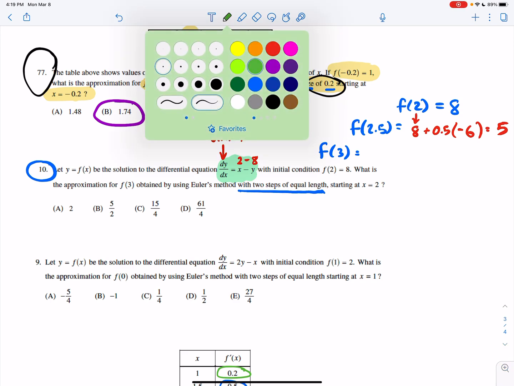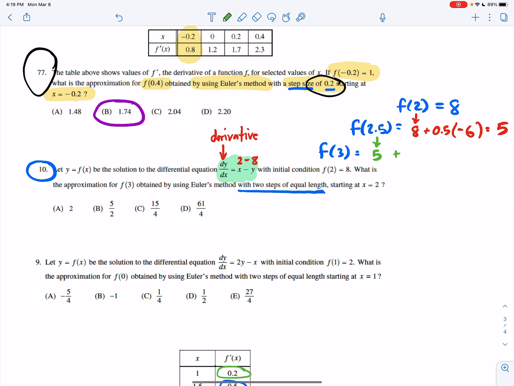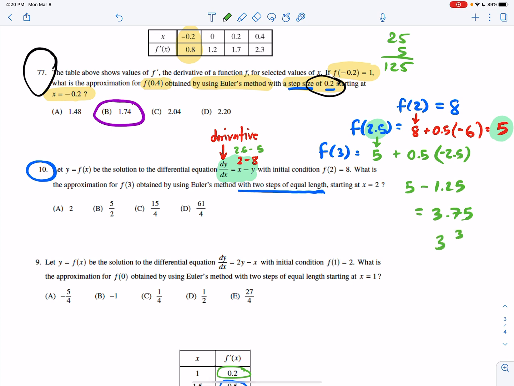So f of 3 will be the previous y value, 5, plus the same step size, times the derivative of the previous point. Let me highlight it for you, okay? The previous point is 2.5, comma 5. So that'll be 2.5 minus 5, which is -2.5. That gives me 5 minus, oh gosh, 25 times 5 is 125, right? So that's 1.25. And if I subtract that, I get 3.75, which looks like, what was that, 3 3/4? So that's 15/4.